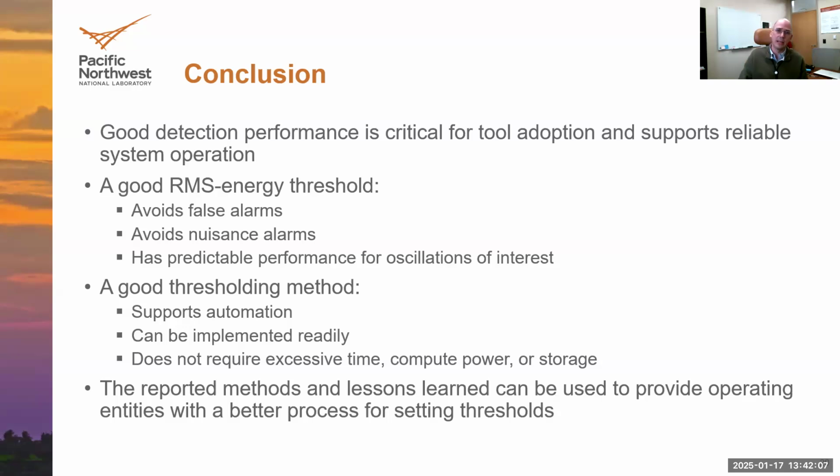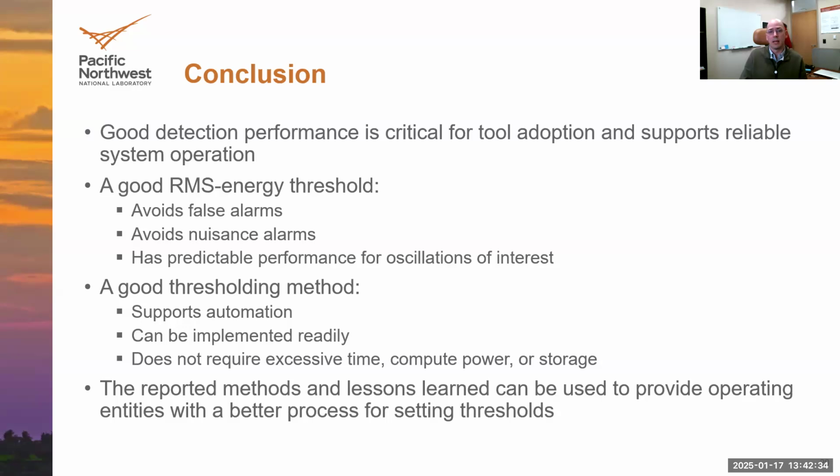The way I've tried to summarize this is that a good RMS energy threshold will avoid false alarms, of course, but also we need to think about nuisance alarms. And we should be doing our best to offer predictable performance for these thresholds so that we know what types of oscillations we will be able to detect, and so that we can make good engineering judgments about the trade-offs there.